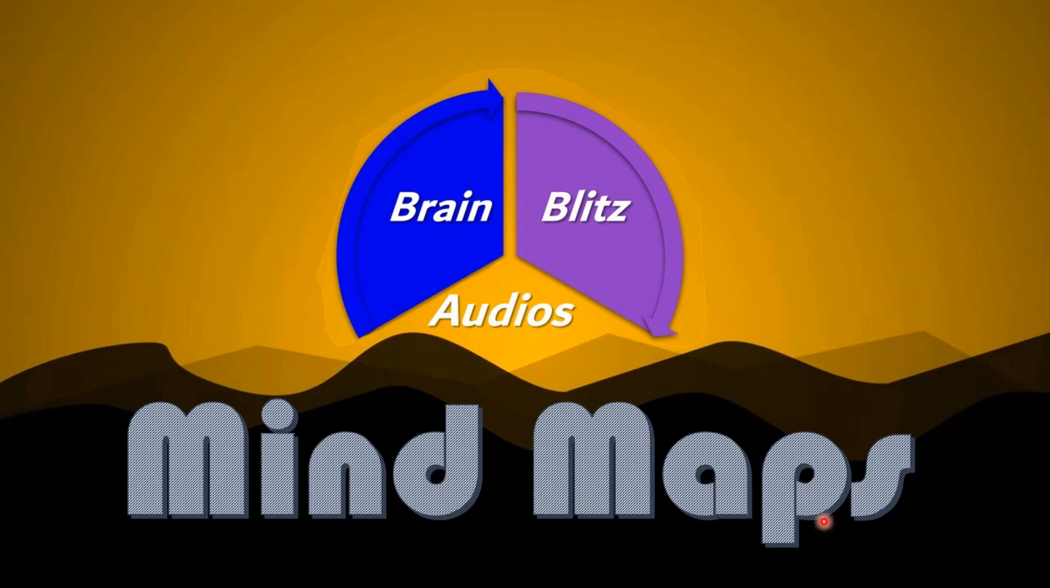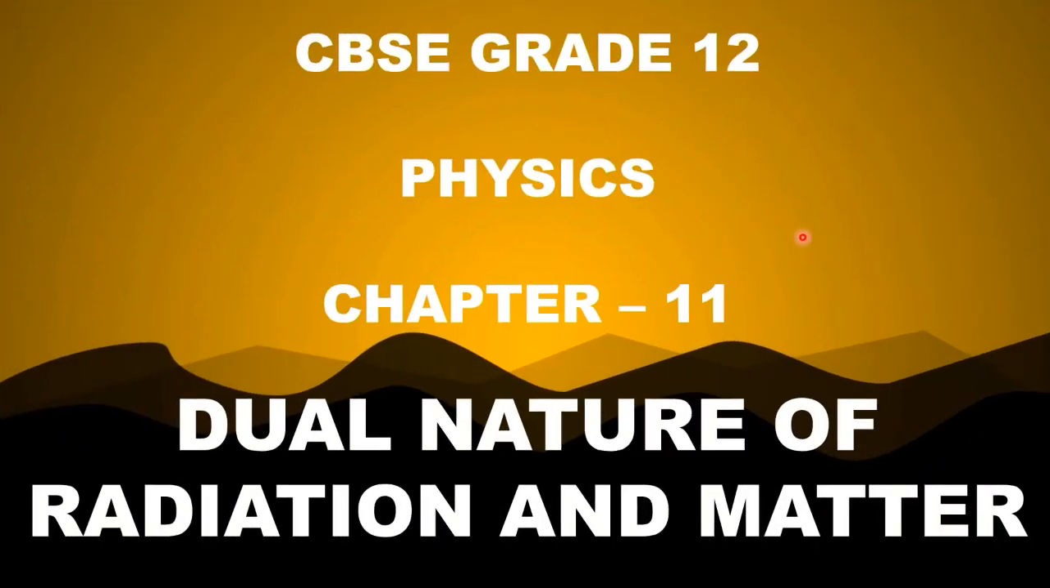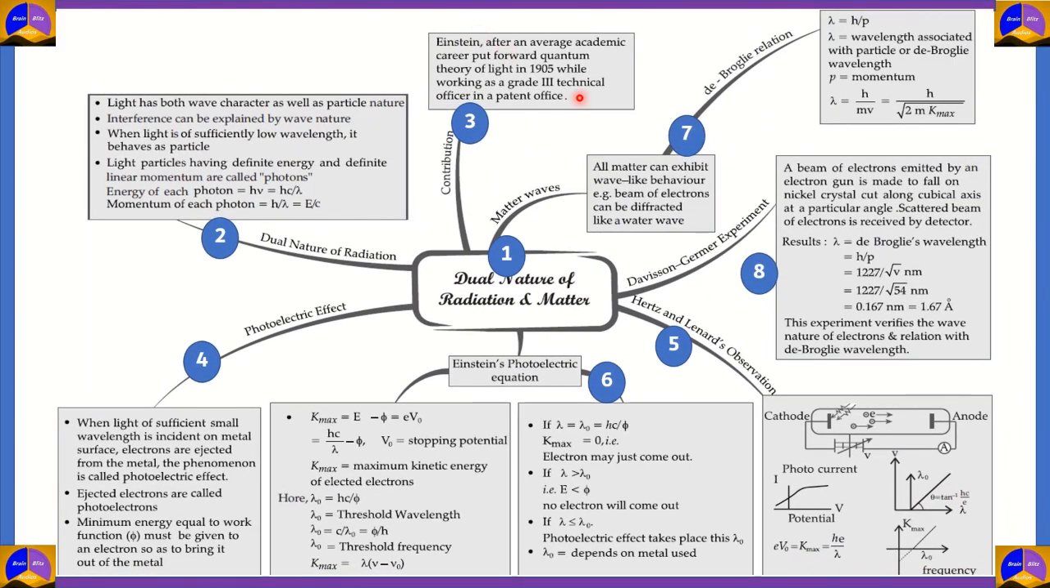Today in this episode of Mind Maps, we'll be dealing with the dual nature of radiation and matter. This is the 11th chapter in the grade 12 physics syllabus in CBSE. And as always, we'll be using the help of this mind map in order to explain the chapter. The chapter is very simple, but it's very important. It's a part of modern physics, and therefore we have chosen this mind map and we're going to explain it in some detail in this video.